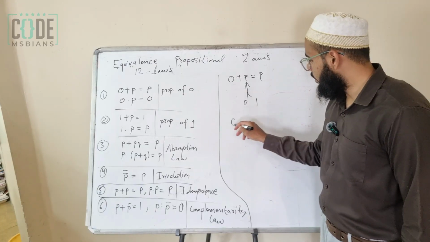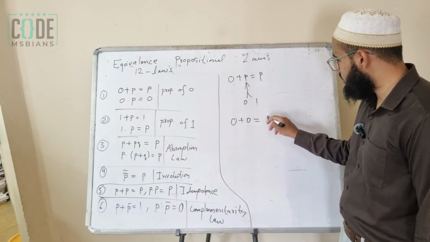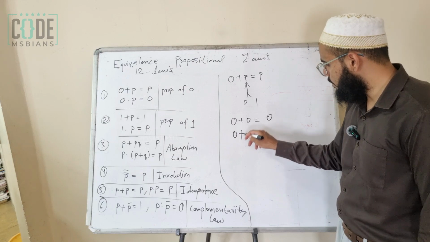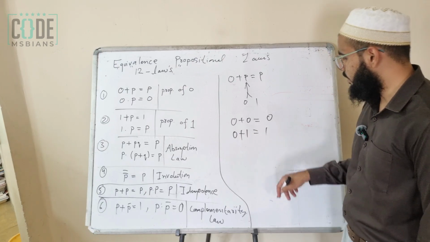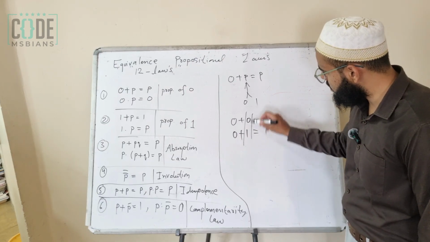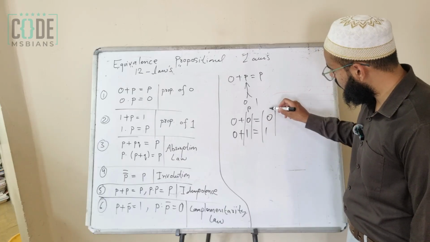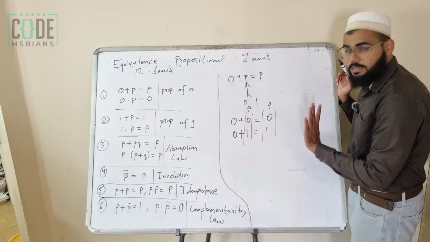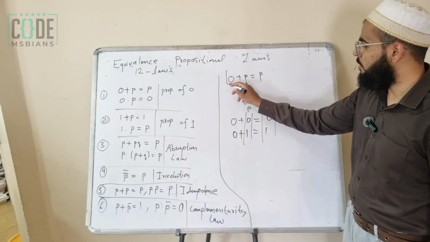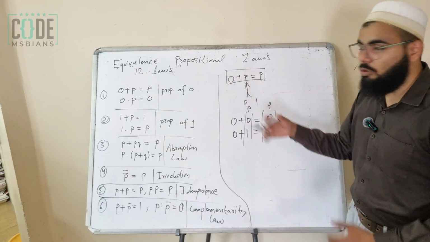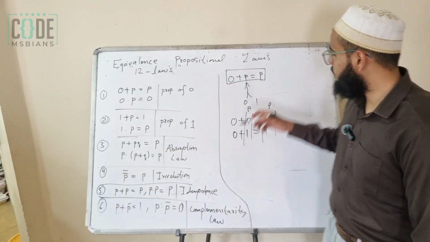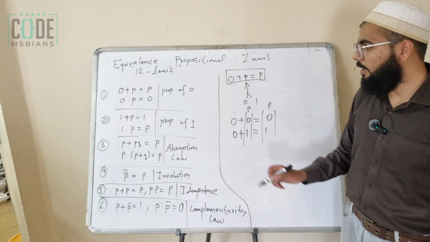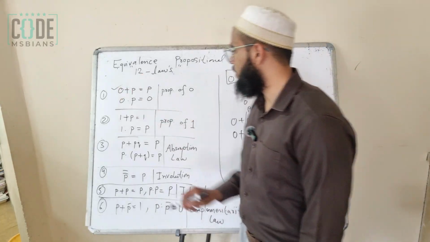For example, what is 0 plus 0? It is nothing but 0. What is 0 plus 1, 0 or 1? It's 1. So here if you can see, this is p, and the same thing is coming in the RHS. 0 is here, 0 is coming. 1 is here, 1 is coming. So that's the reason when we do ORing of 0 with any variable, it will give you that variable only. Right? So that's the reason this law is applicable here.